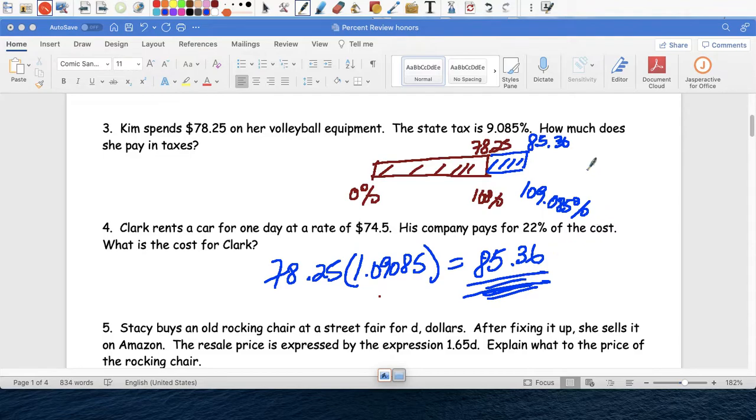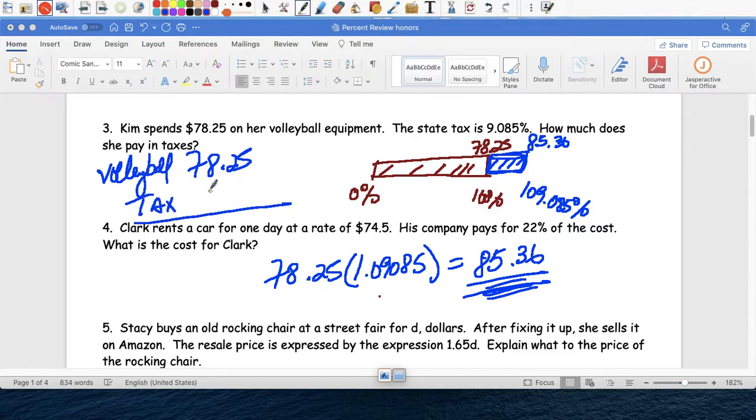But it's not what I want. They're asking us how much she pays in taxes. So the only thing they want to know is what this blue portion over here is. We know what the equipment is, it's $78.25, but I want to know what the tax is. What is the tax that she's paying? What is this number here? Let me erase all this.